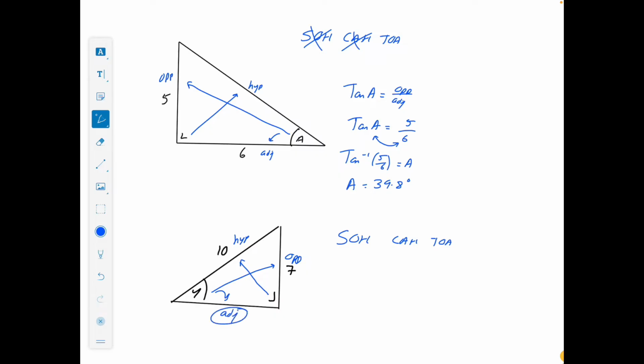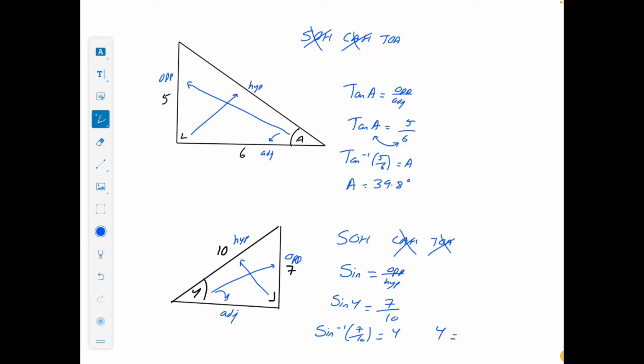Okay, this time the adjacent, I don't know anything about it. I also don't care about it. Okay, I don't want to find it. So anyone with an adjacent is going to be ruled out. So we're going to be using sine. So we know sine is equal to opposite over hypotenuse. So sine y is equal to opposite, which is 7, all over 10. Again, we're looking for the angle, so we're going to get the inverse. So sine minus 1, 7 over 10 is equal to y.